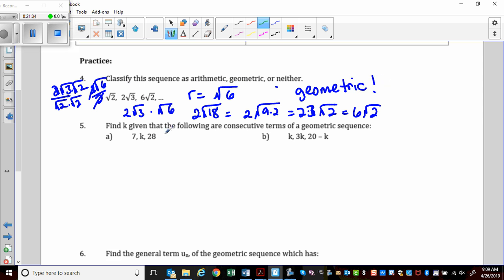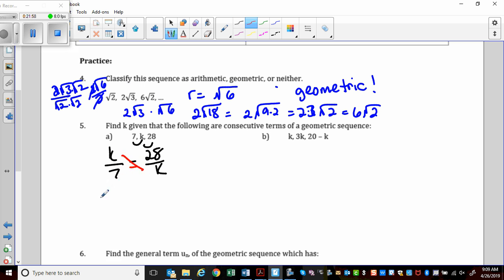Find k given the following are consecutive terms of the geometric sequence. So this time, k over 7, instead of subtracting, we're dividing. K over 7 has to equal 28 over k. And then, since we have fractions on both sides of an equal sign, I will just cross multiply.